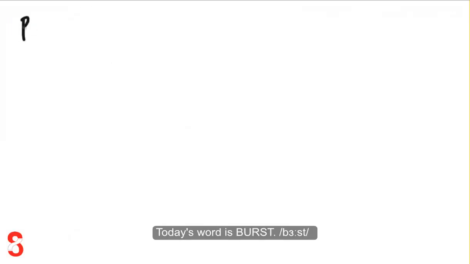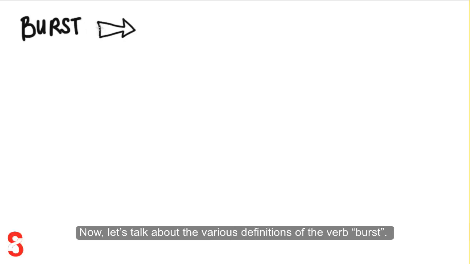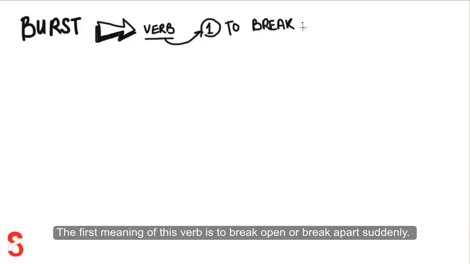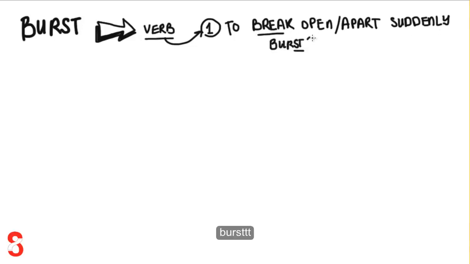Today's word is burst. This word keeps its spelling for both its verb and noun form. Now let's talk about the various definitions of the verb burst. The first meaning of this verb is to break open or break apart suddenly. You can really feel it if you pronounce the word correctly. Burst, burst, burst. Can you feel it?